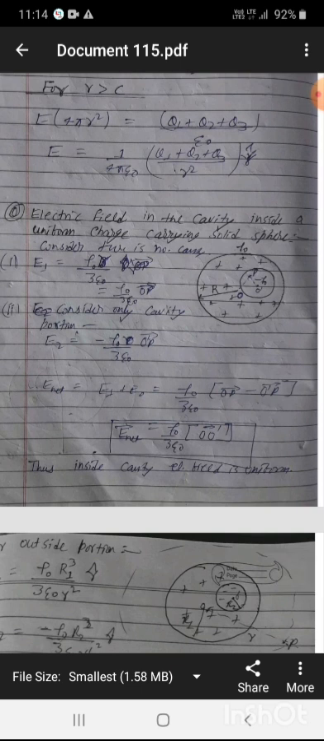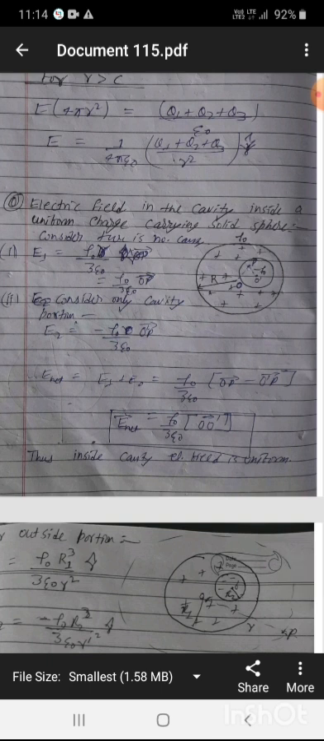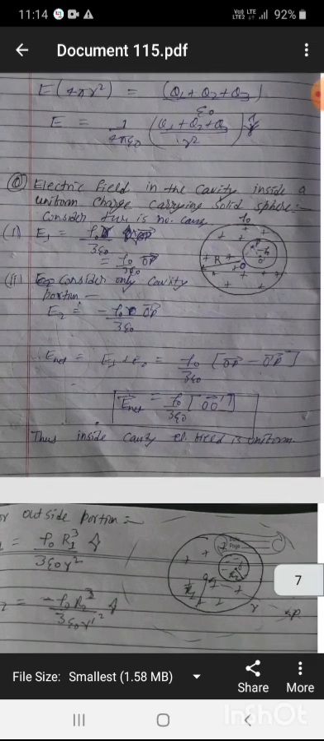Consider a charge carrying uniform sphere of radius capital R, and there is a cavity. So how will we do this? First, let's consider that there is no cavity. Then what would be the electric field at point P inside the sphere?